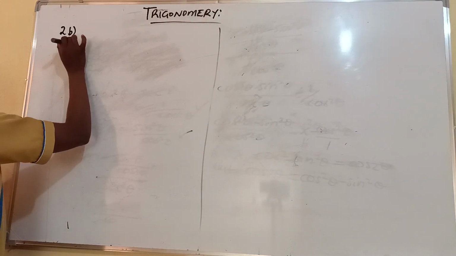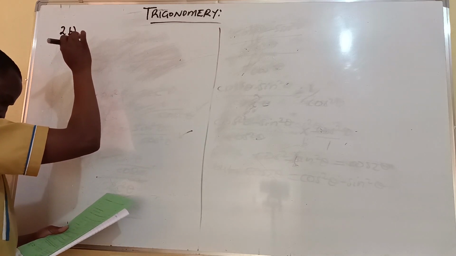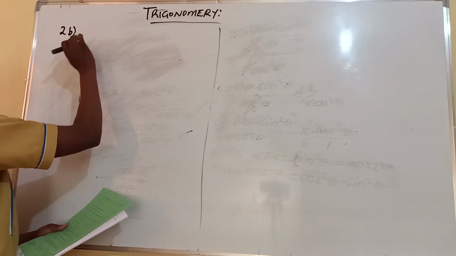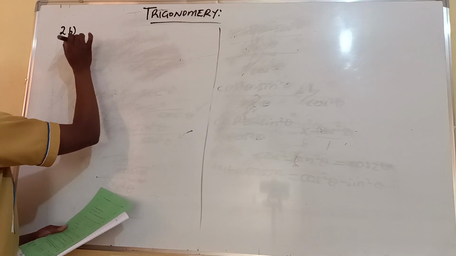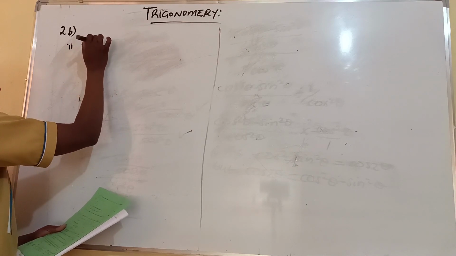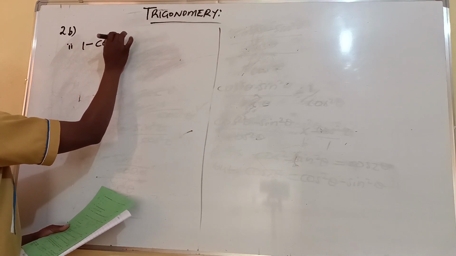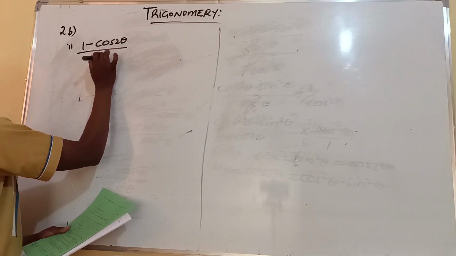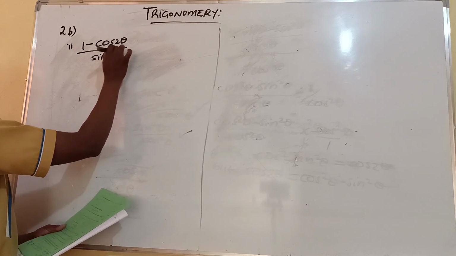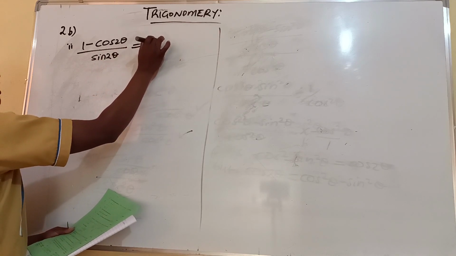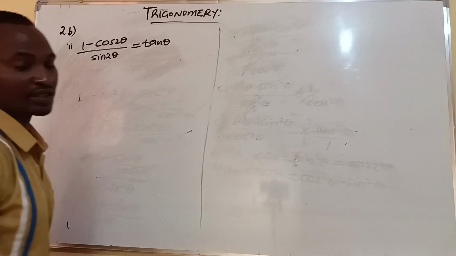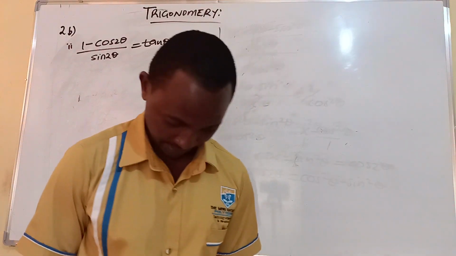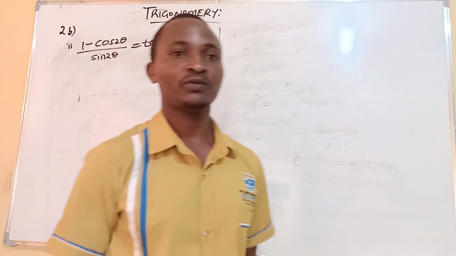Question 2, we are told to prove the identity. It was also about proving identity. 1 minus cos 2 theta over sin 2 theta is equal to tan theta. I think this is the last identity of this type we will be proving, because you have already proven quite a number of identities.